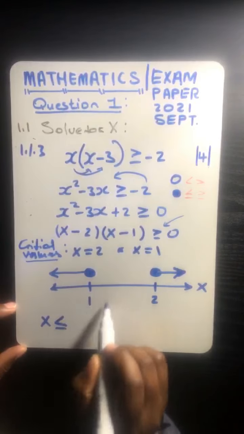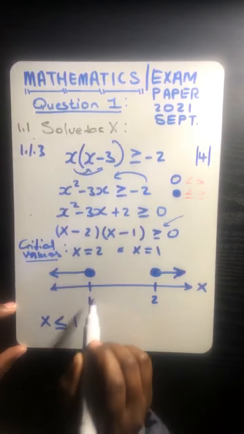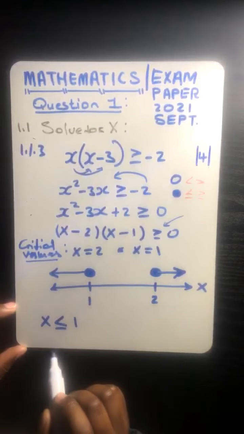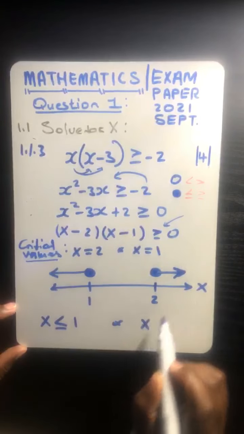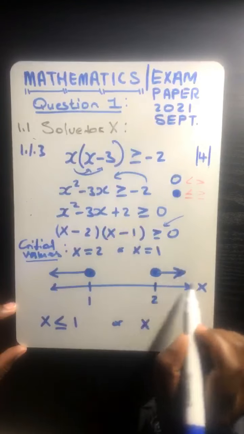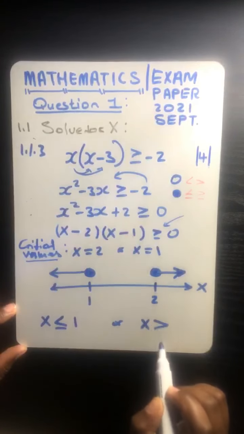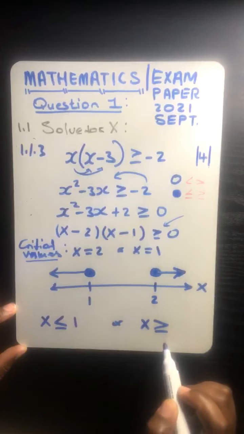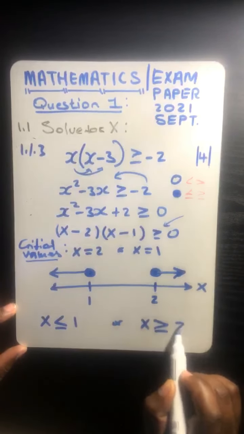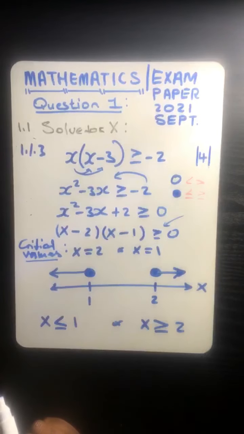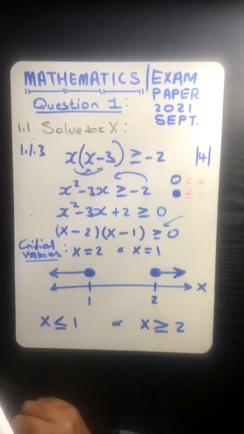Then I just take 1 as it is. If it was a negative value, I was going to take it as it is. Then you can say, oh, x, can you see that sign? It's pointing towards the right. So it's greater than or equals to. And then from there, you just write that 2 as it is. By so doing, ladies and gentlemen, this is how you should score yourself maximum marks on this question.